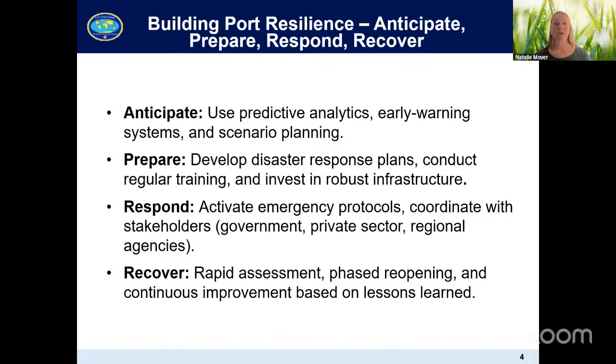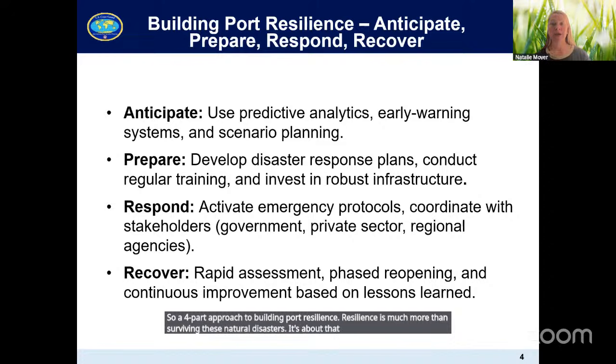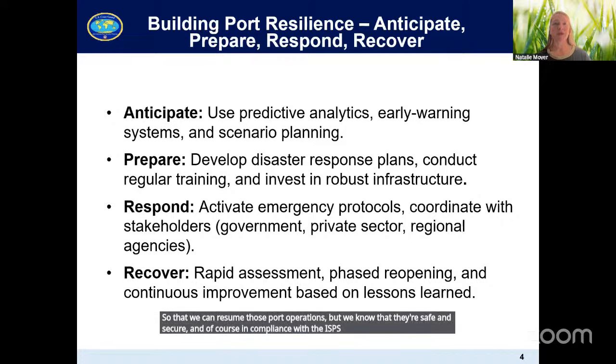So, a four-part approach to building port resilience. Resilience is much more than surviving these natural disasters. It's about anticipating, preparing, responding, and then recovering effectively so that we can resume port operations, but we know that they're safe and secure and, of course, in compliance with the ISPS code.